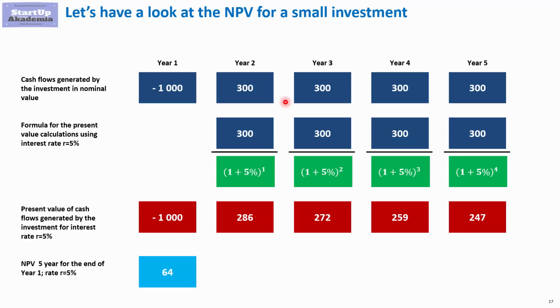In the previous lecture, we analyzed an investment where we would invest 1,000 in nominal values, and then every year we would get 300 in nominal values in terms of positive cash flow. What we did was calculated the present value, which you have here, and then we discovered the net present value. So the sum of those present values for those 5 years is 64. Now the question is how we use the net present value in order to decide whether it makes sense or not to invest. And the general rule is very simple.